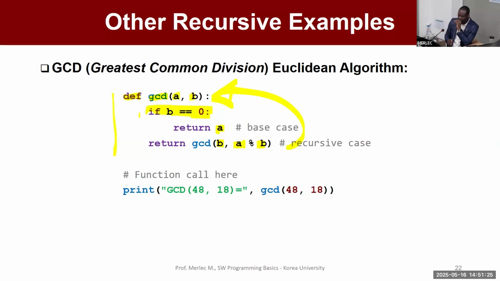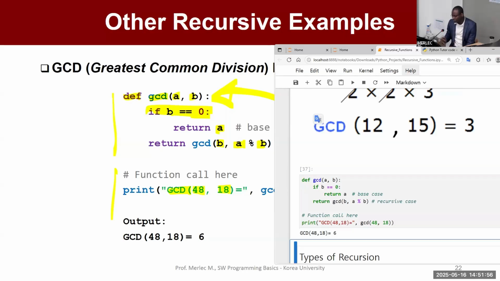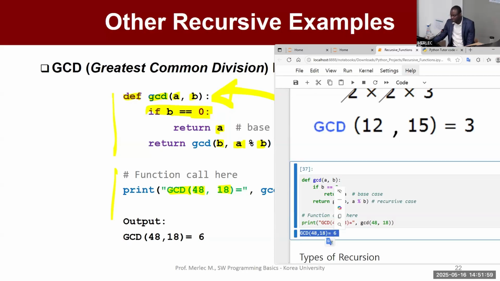This is the function definition, just 3 lines. And then I have the body where I call the function. So I would like to print the result as follows: GCD of 48 and 18 equal to, I call the function here and send the parameters. So it will output the result as follows. Then my code here, when I run it, you will see the result is 6.